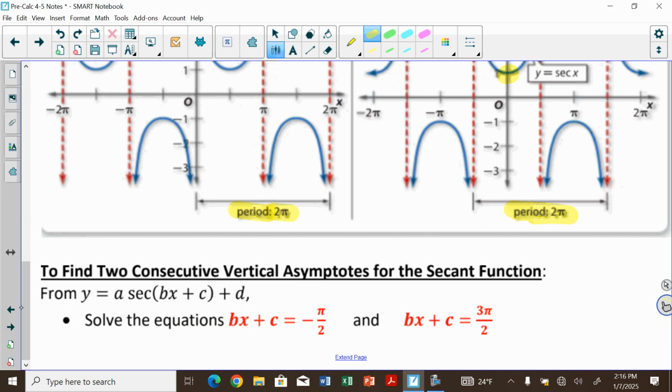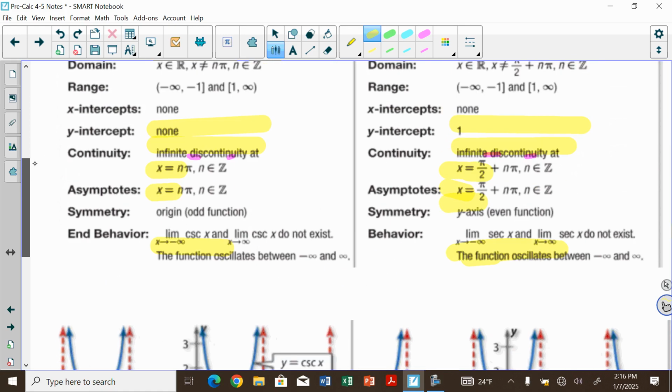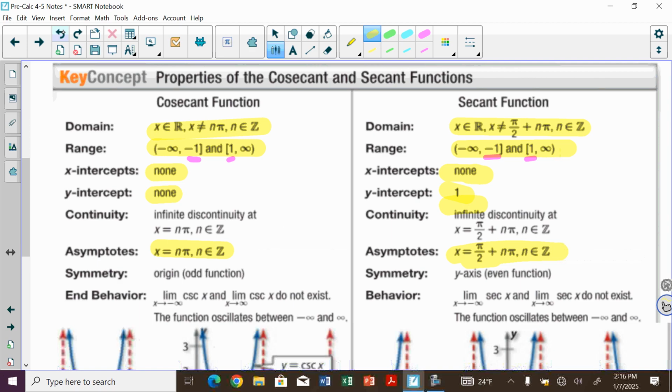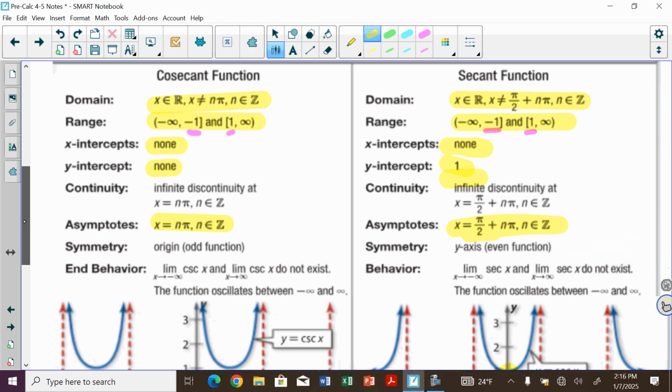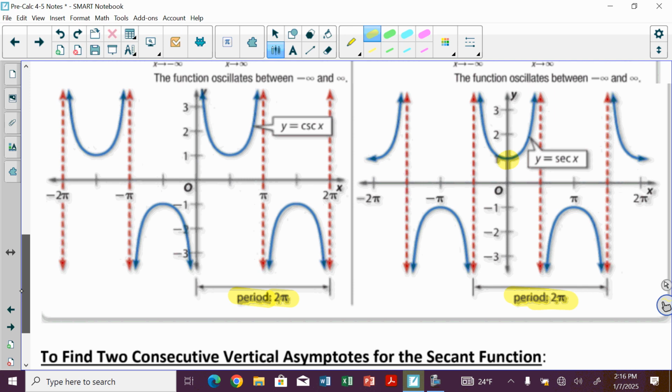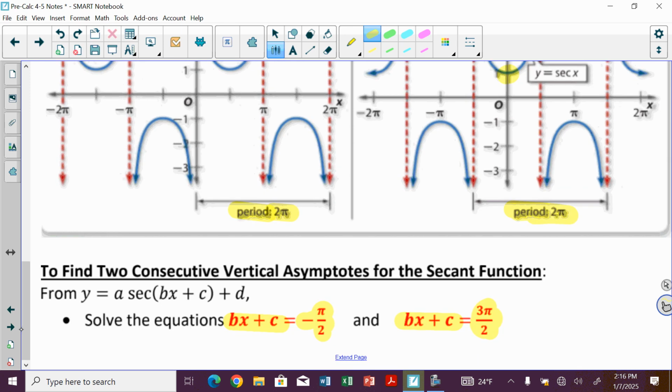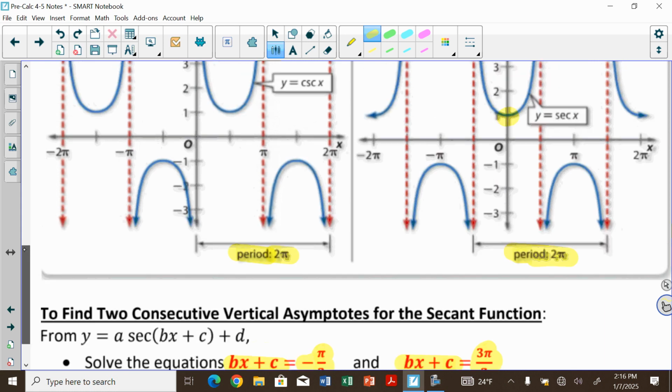But just to point out, to find 2 consecutive vertical asymptotes, solve the 2 equations. Bx plus c again, that's going to be the key to all of them. But what are they equal to? For secant, it's negative pi over 2 and 3 pi over 2. And where do those come from? Those come from those pi multiples, those negative multiples of pi, and odd multiples of pi, things like that.